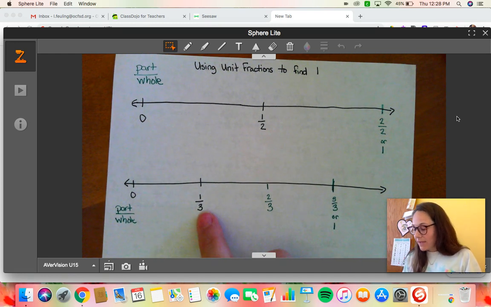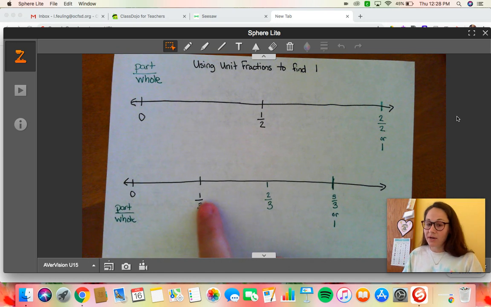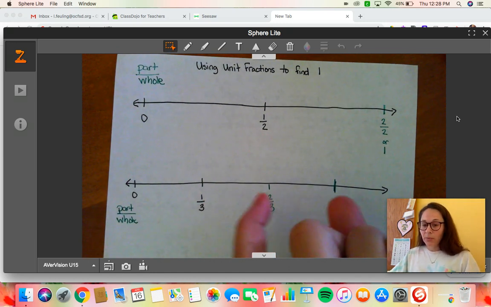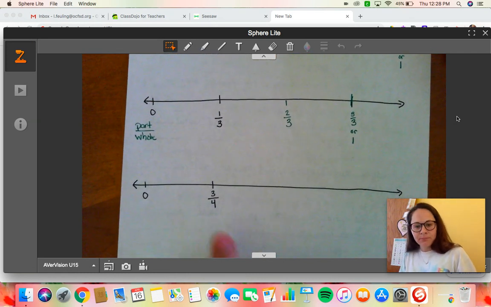So 1/2 of this line isn't going to be the same as that one because my 1s are in different places, okay? That's why it's very important to use your unit fraction to measure where it would be on this number line. All right, let's look at our next one.